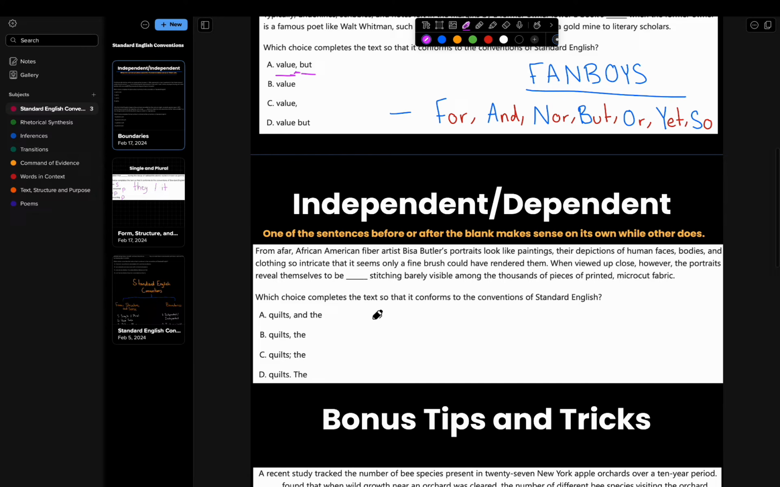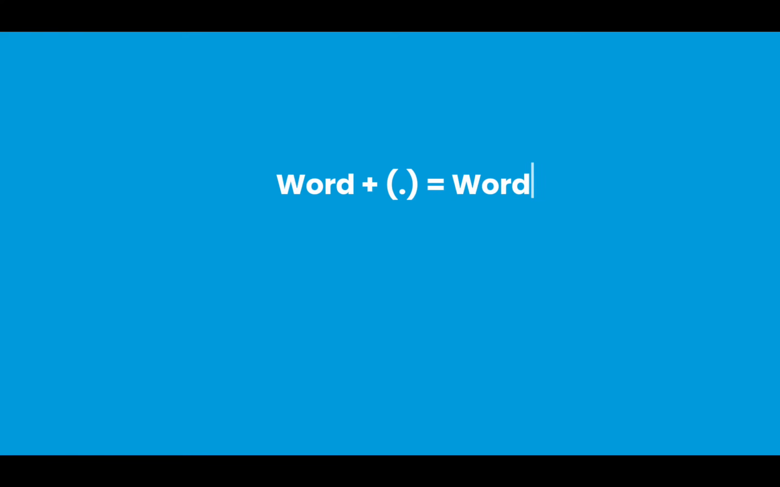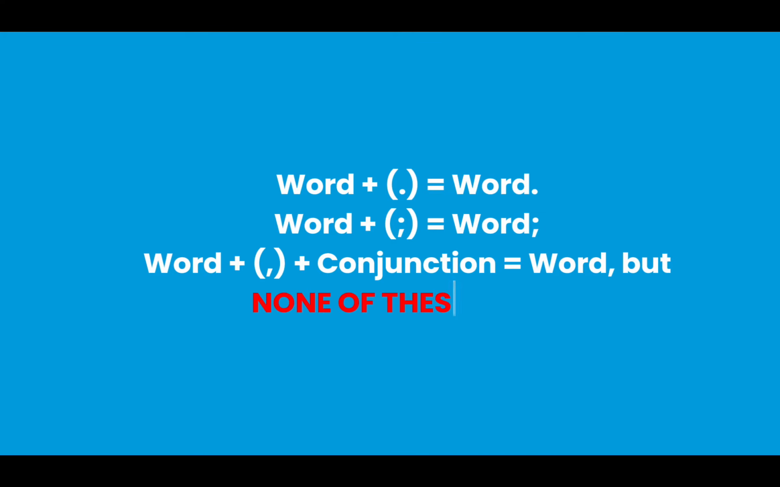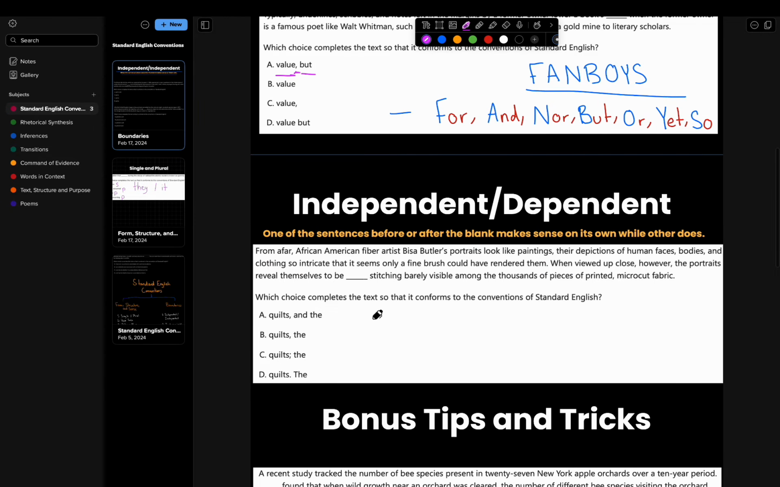This sentence doesn't make sense on its own, so this is an independent dependent boundary, which is also the sixth rule. Independent dependent boundaries show that one of the sentences is incomplete without the other sentence. For these types of questions, you will not select anything that works for the independent boundaries, so none of these: word plus period, word plus semicolon, word plus comma plus conjunction or FANBOYS. So let's look at the multiple choices. We see the only one that is not one of those is choice B.